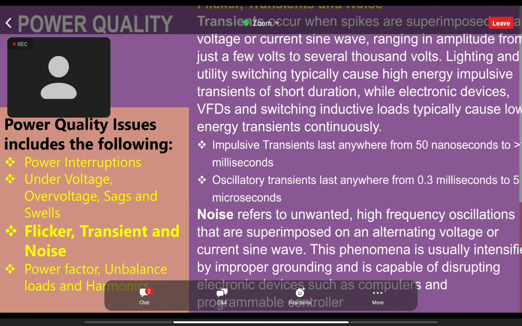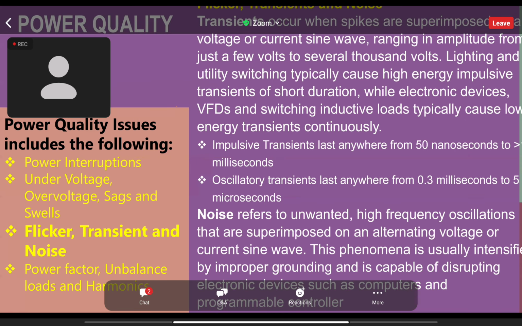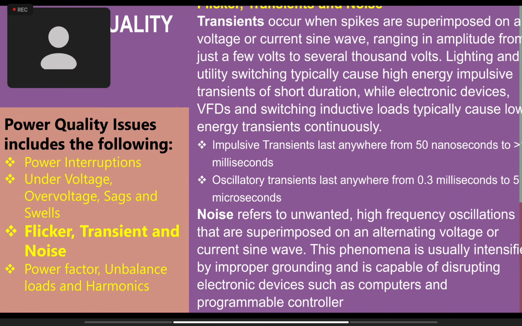So because of that switching, it affects the entire performance of the system, and it can create damage if not addressed, or if not kahit i-limit man lang to a safe value. So what is an impulsive transient? So the impulsive transient will last anywhere from 50 nanoseconds to 1 millisecond. So maliit lang. But the damaging effect will be dependent on the magnitude. So kung malaki yung magnitude, it could be damaging.